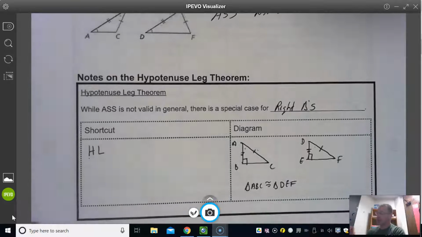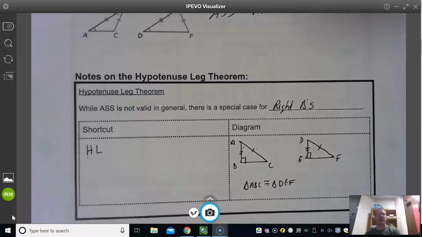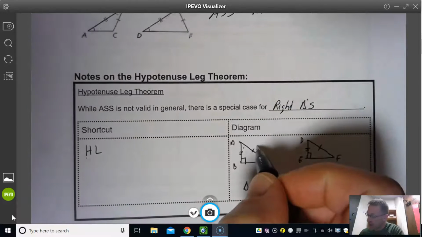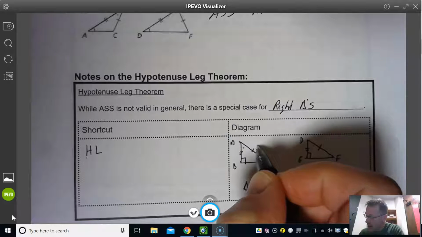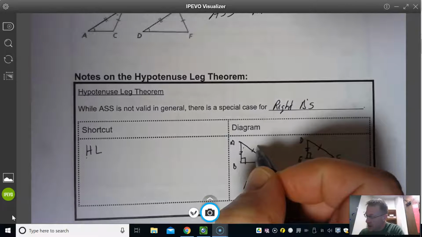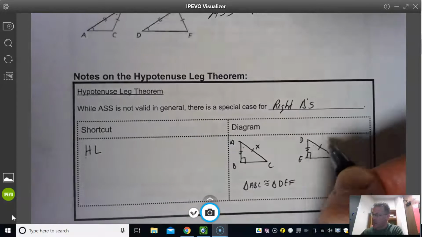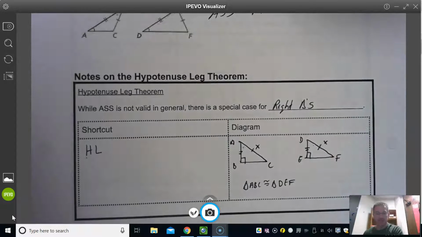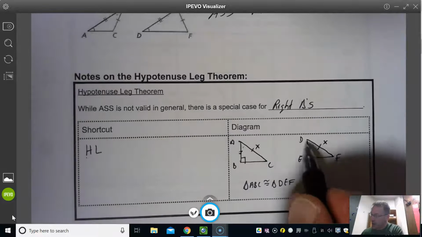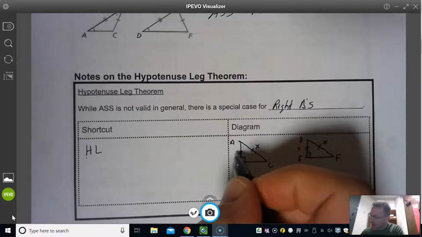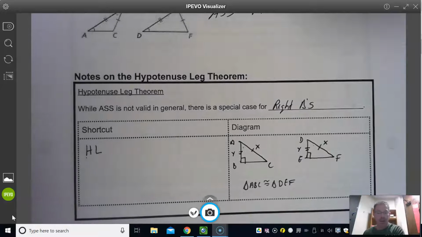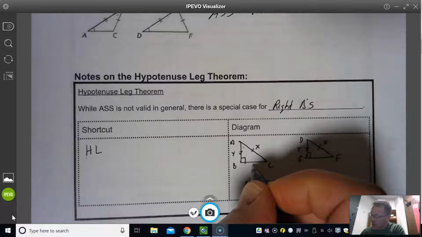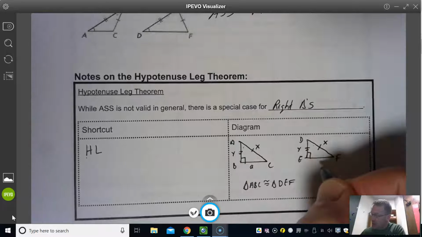Now, what this really has to do with is the Pythagorean theorem. And what this really says is this. Let's say that this has a length of X. Well, this also has to have a length of X. So if they're congruent, they have to have the same length. Let's say that this has a length of Y. Well, this also has to have the same length of Y, if they are congruent. And I'm just going to say that this side right here is A, and this side is D.